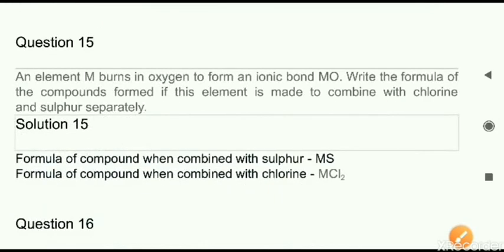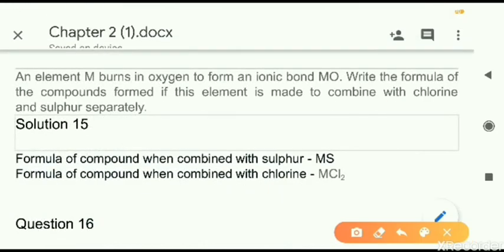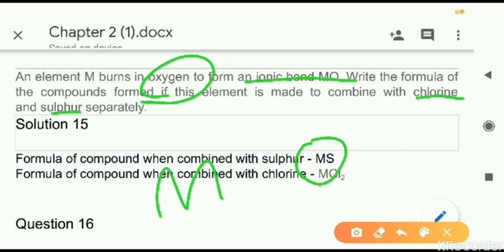Question 15 now. An element M burns in oxygen to form an ionic compound MO. Write the formula of the compound if it is made to react with chlorine and sulfur. For the formula with chlorine and sulfur, we need to know the valency of M. How can we know? We can know with the help of what is given with regard to oxygen. Here the compound formed is MO, the molecular formula given with oxygen.